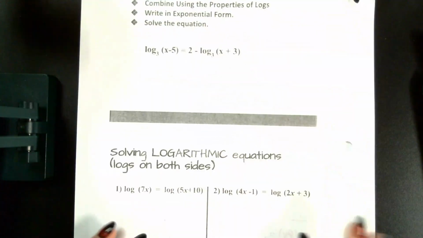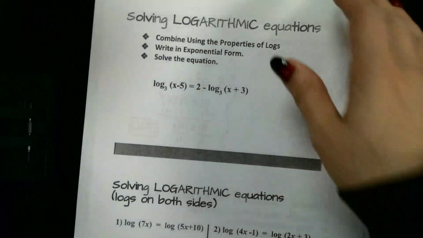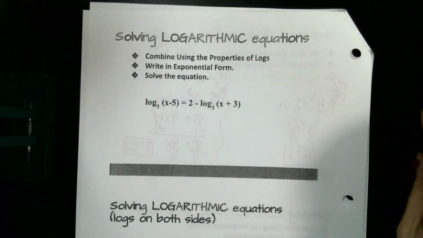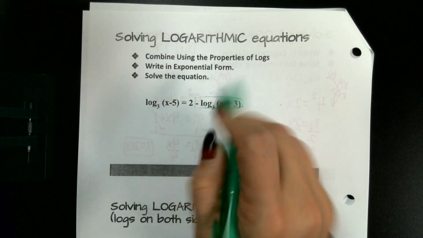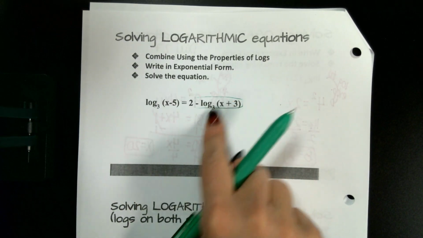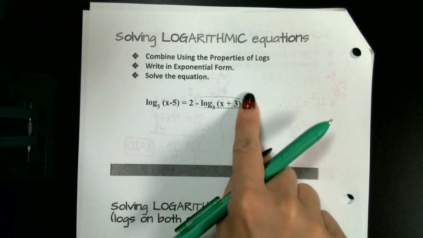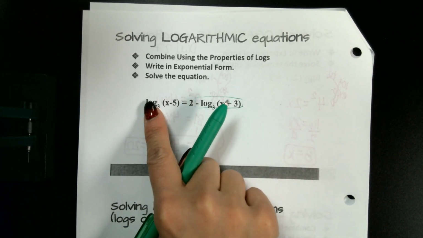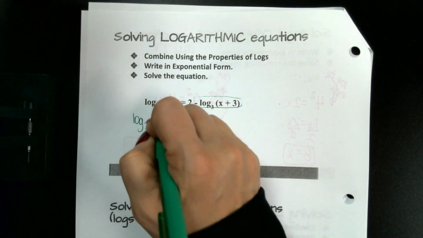I'm not a big fan of how this next one is written, but remember, in order to condense two logs, they have to be on the same side, right? So notice how this one is on the opposite side of this one. Couldn't I just add it to this side? Like, can't I just add the log base 3 of x plus 3 and bring it over? Why, yes, Melissa. Yes, you could.